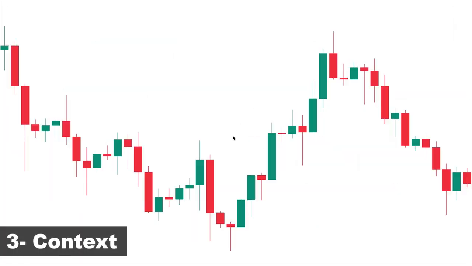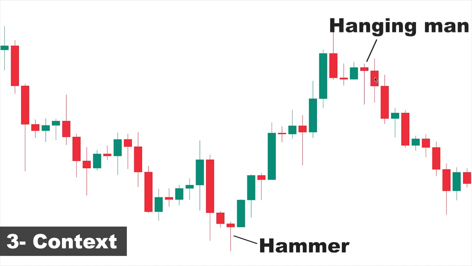Tip number 3. The context of the candles. Candlesticks should be analyzed in the context of the move. The same candle can have different meaning depending on where it forms, whether it's the beginning of trends or end of trends, or they form in the middle of a trend or near a support or resistance level. For example, when this candle is formed in the bottom, it's called a hammer and it's a bullish candle, but when it forms in the top, it's called a hanging man and it's a bearish candle.